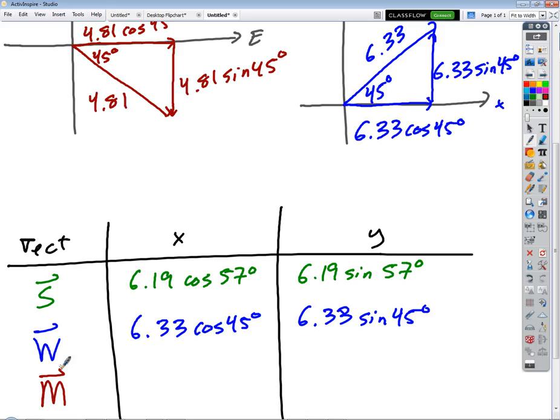All right. So the x component, positive or negative? Negative. The x component, positive. That's really funny.